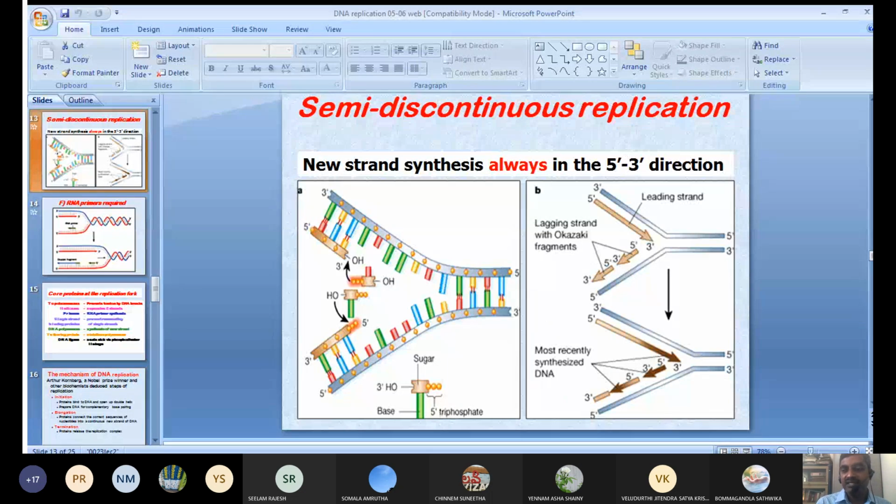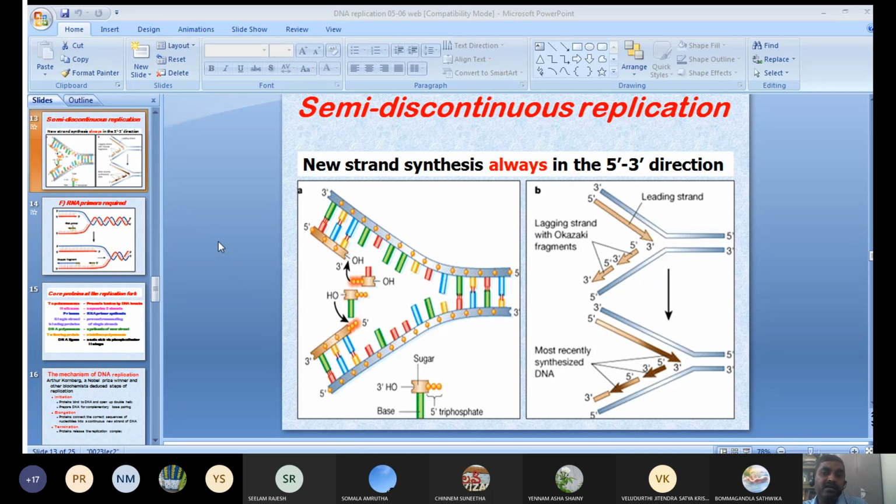Then the next is semi-discontinuous synthesis, the semi-discontinuous replication process. How does it happen? The new strand synthesis is always in the 5' to 3' direction, which we already know. I already told you about semi-discontinuous in the previous slide. In this process the new strand gets synthesized. You see, this is the 3' to 5' template strand, so the replication will begin from 5' to 3'. The continuous strand synthesis will happen in this direction.